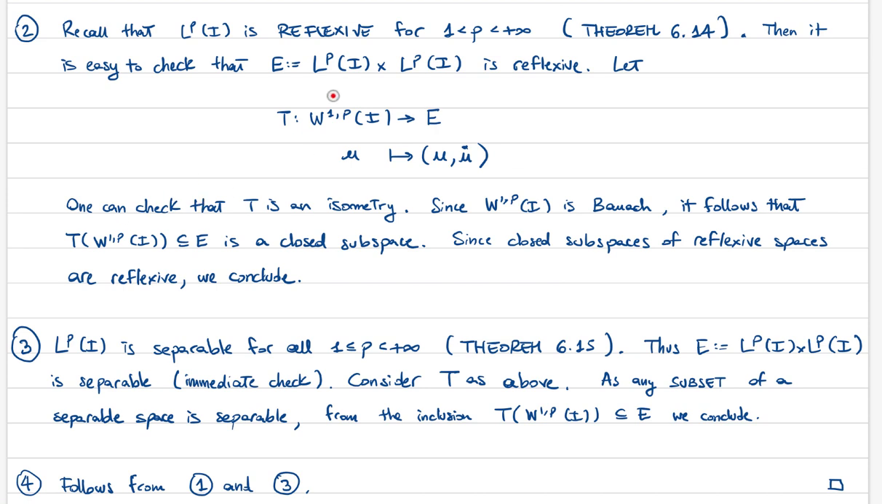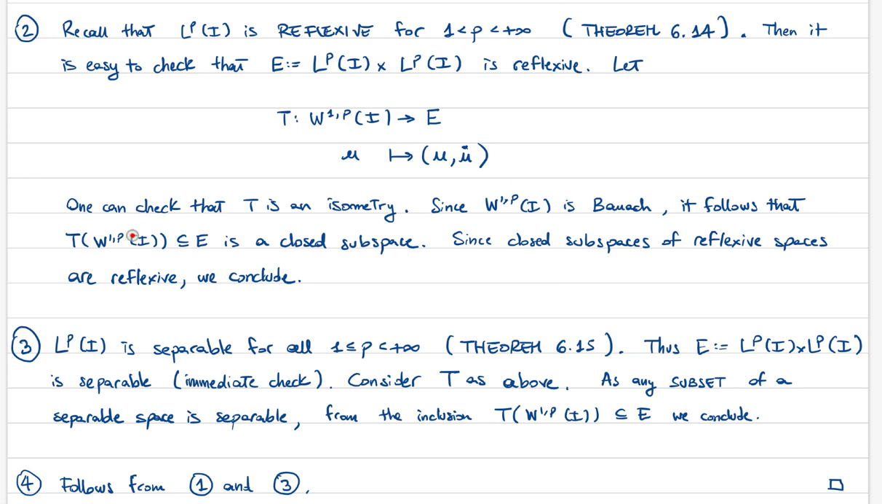And you can also immediately check that T is an isometry, meaning that the W^{1,p} norm of U is equal to the product L^p norm of this pair. Therefore, since the domain here is a Banach space, it follows that the image of T, which is contained in E, is also a closed subspace of E. Okay, so this is true for all isometries. So if you have an isometry from a Banach space into another space, then you can see that the image of this space is closed in the codomain. Okay, you don't need to spend too much thought about this. It's just a functional analytic trivial lemma, basically.